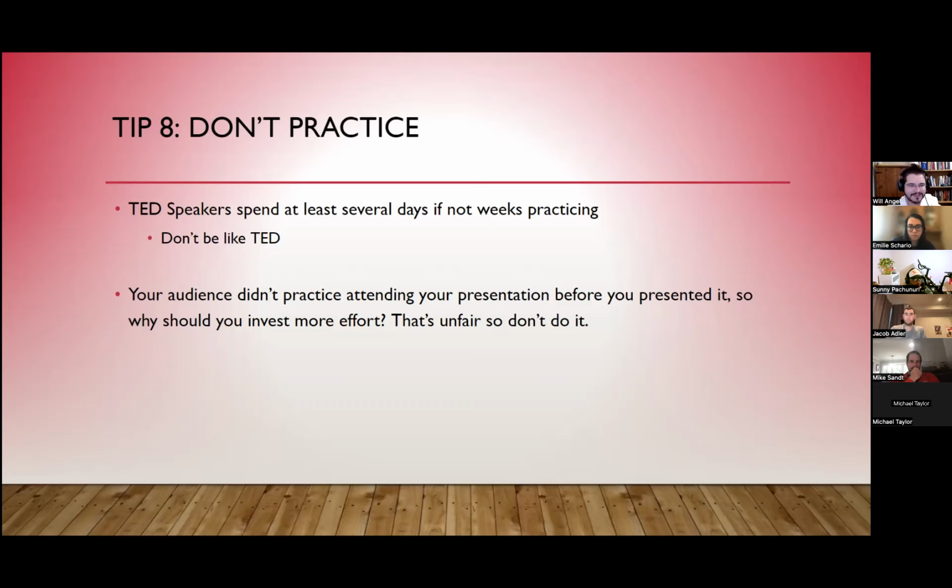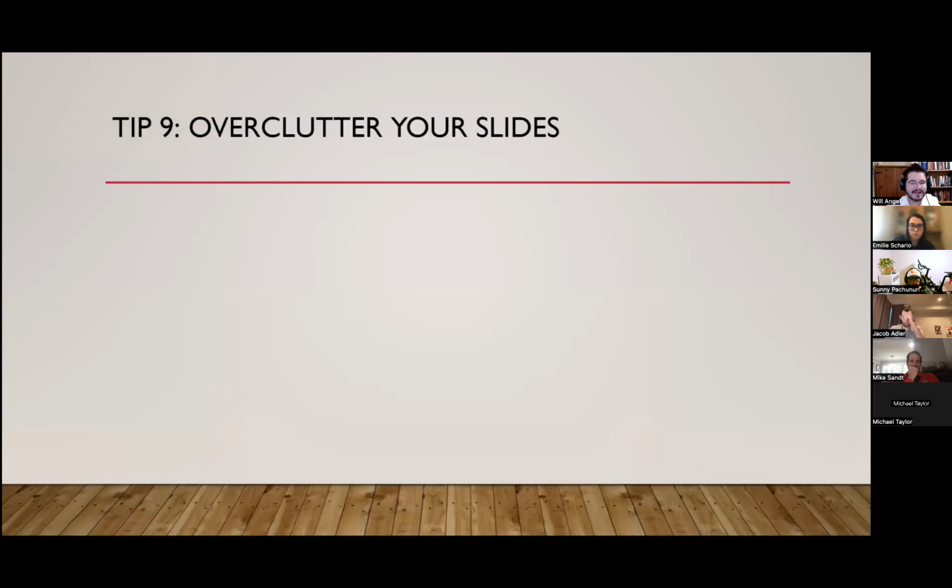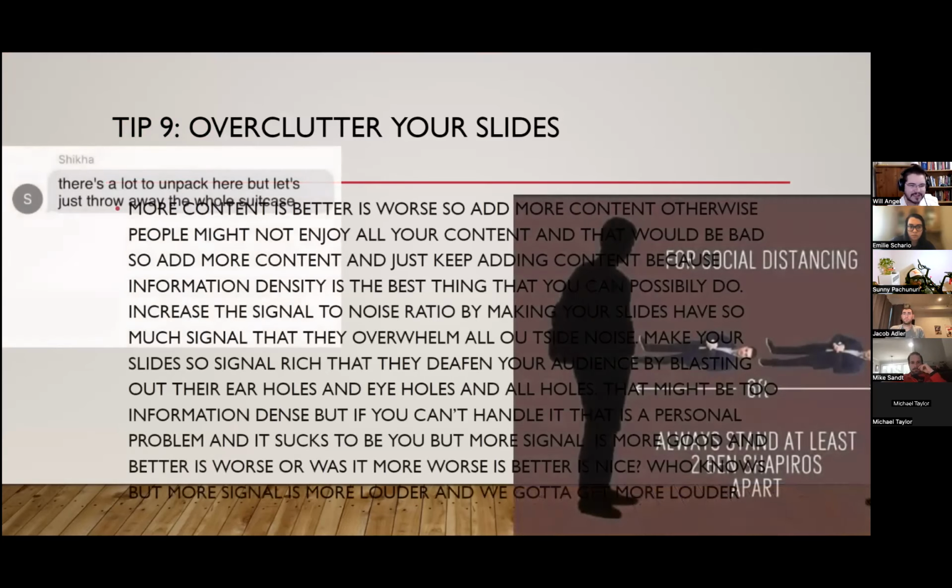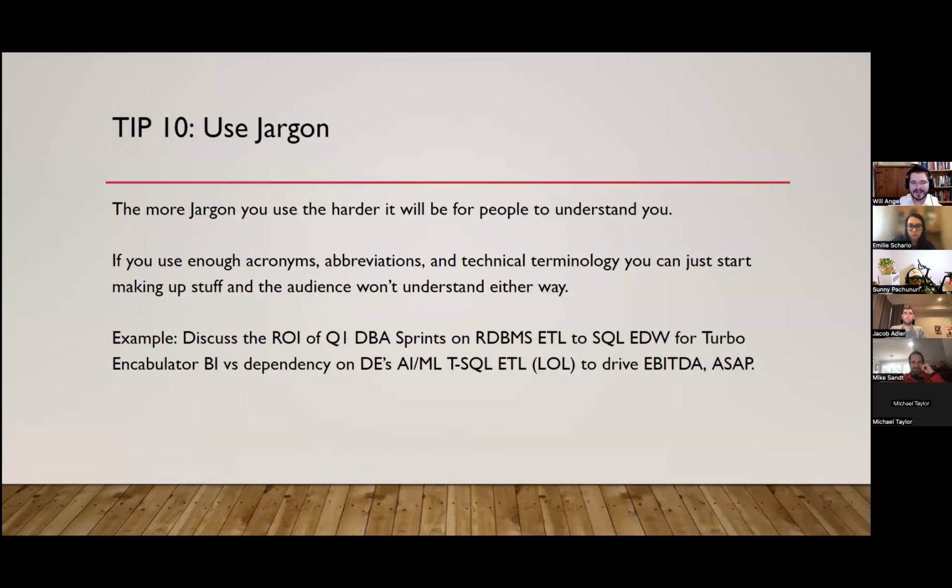Least effective presentation. So tip number 9 is to overclutter your slides. Clear slides, like we said earlier, are easy to read, which makes them effective for giving a good presentation. So you don't want to do that. You want to make sure that there's lots of content so that you've got maximum information density so that no one can see anything. So tip number 10 is to use jargon.